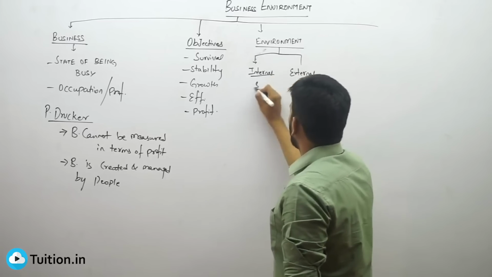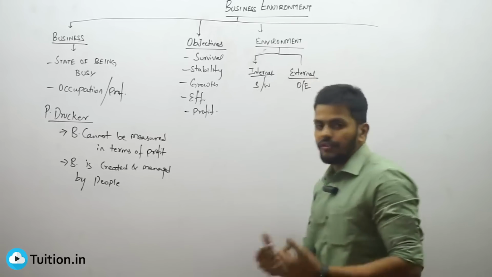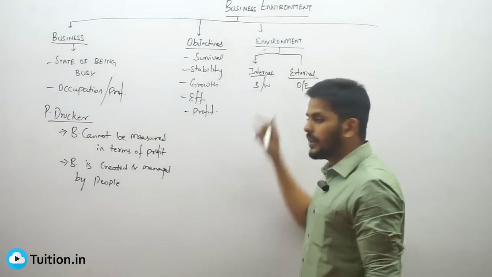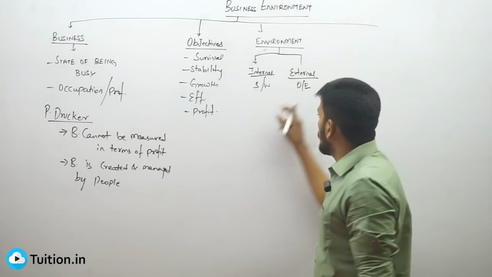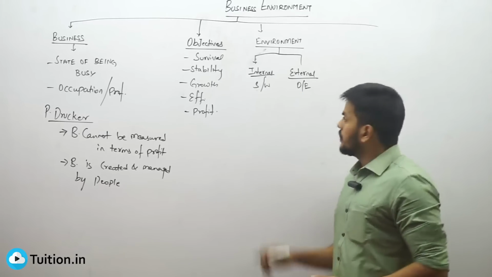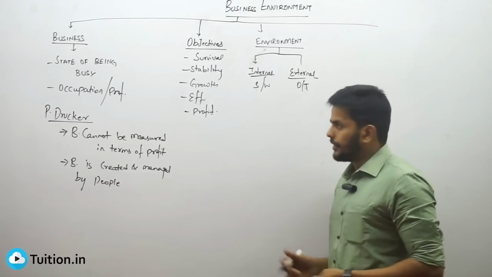Internal environment has strengths and weaknesses. External environment has opportunities and threats. Strength is a favorable situation. That means it's an inherent capability to do something, while weakness is an inherent limitation. When you talk about opportunity, it's a favorable condition, and when you talk about a threat, that is an unfavorable condition. These are the 4 points that we need to understand.